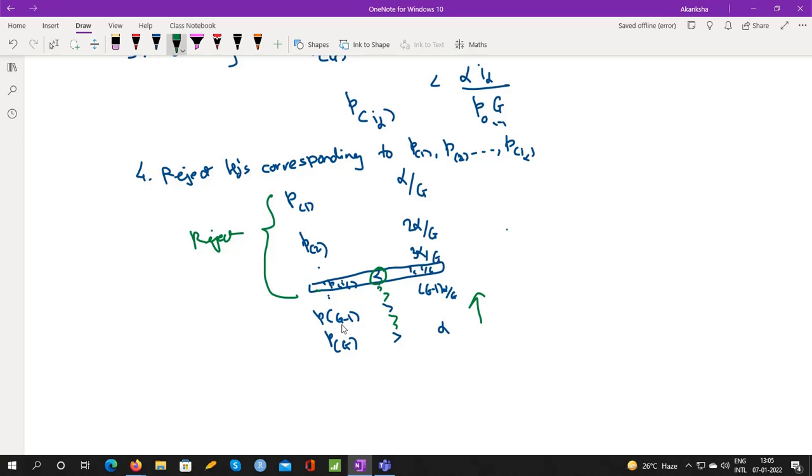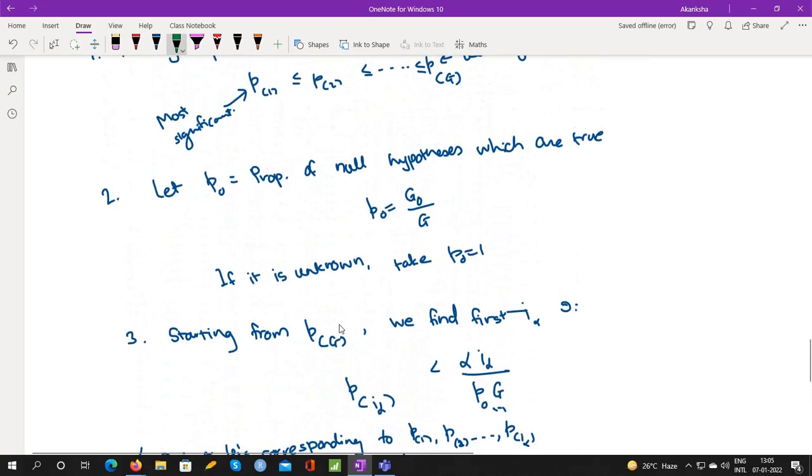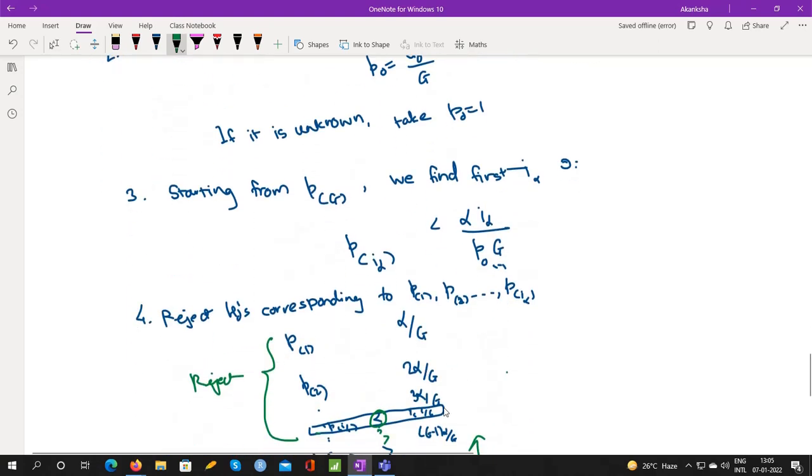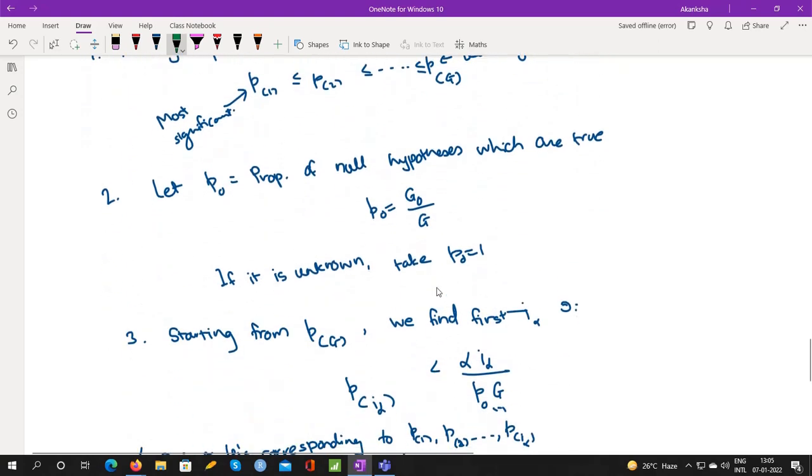Is it okay? Ma'am, from this I have two questions. In this step, are there certain cases where the p naught cannot be determined or is unknown? It's always unknown, that's what I wrote. If it is unknown, take p naught equal to 1, and that's why here I am taking p naught equal to 1. Almost 99.99% of the times p naught is going to be unknown, so we take p naught equal to 1 in that case, the most conservative approach.